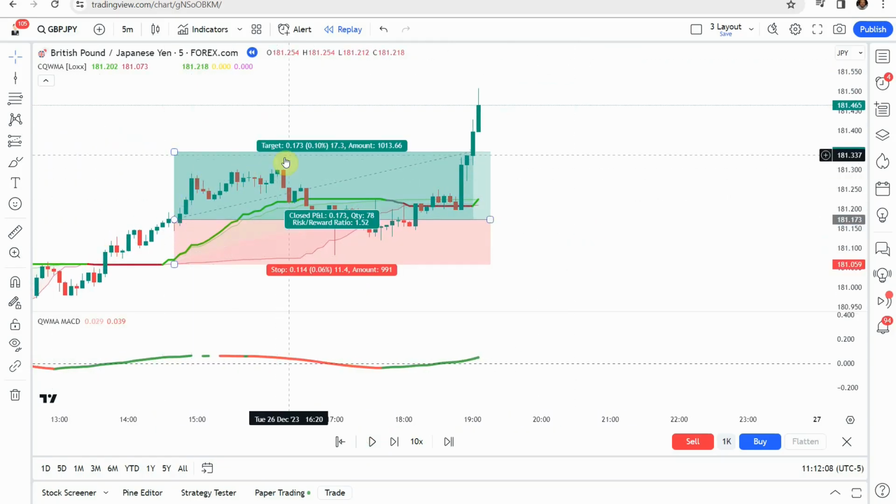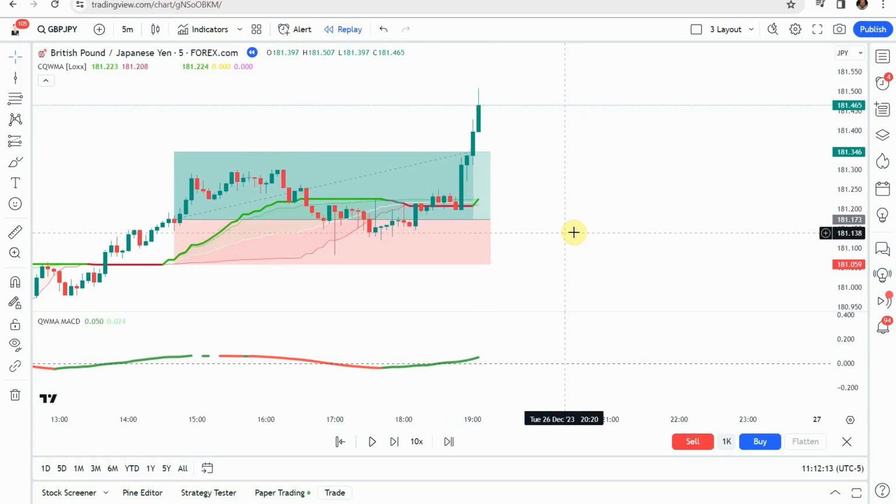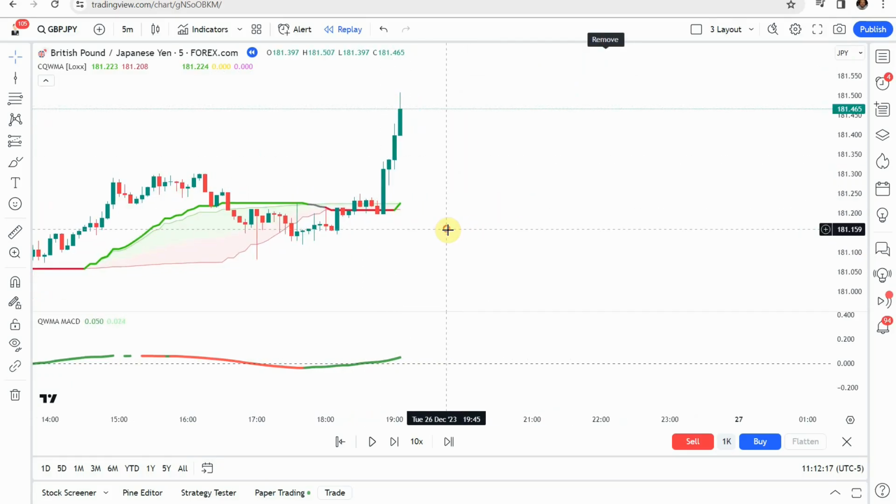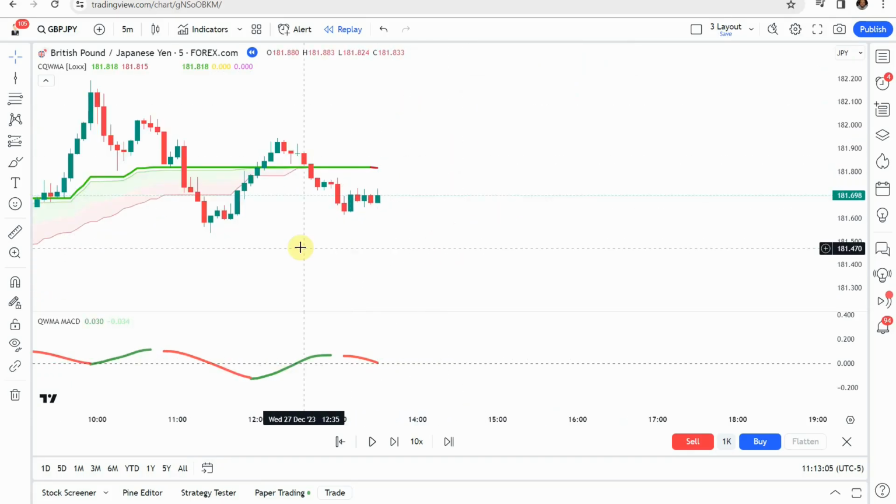All right, so you see that we get close to hitting our take profit. We then pull back. We get close to our stop. We then roll and make this really nice push pretty much straight up right here, getting us to our take profit.